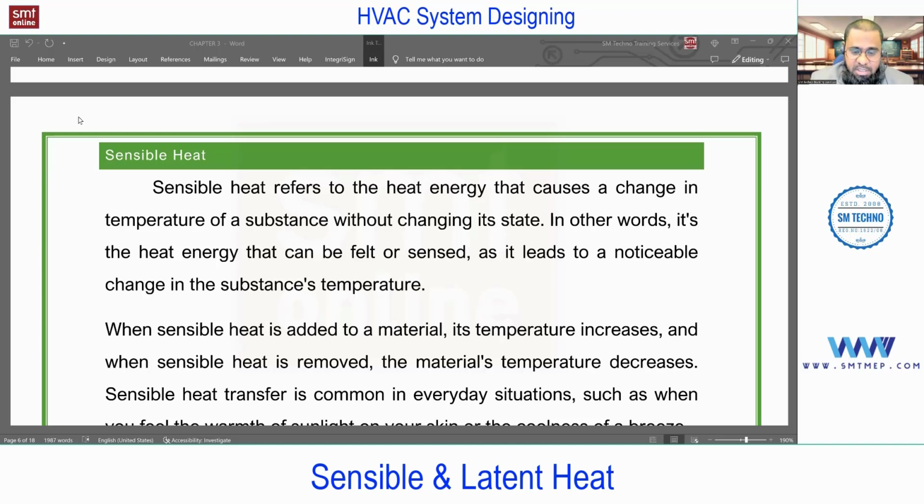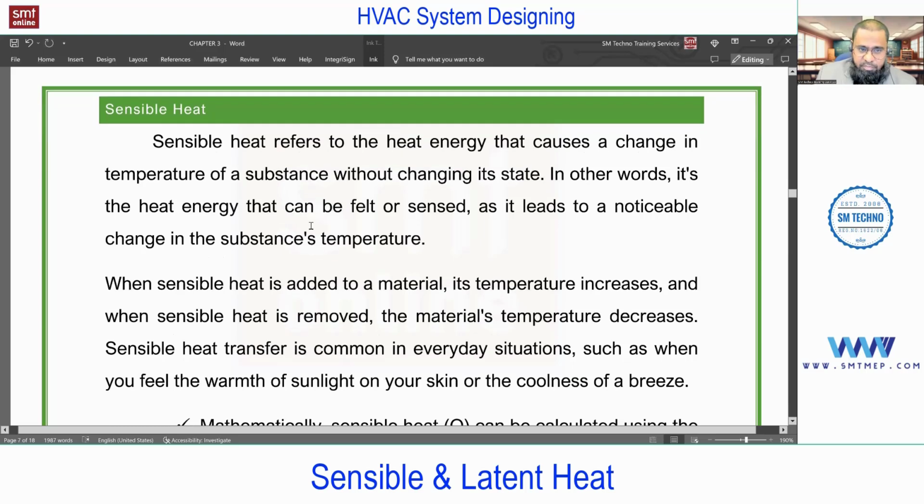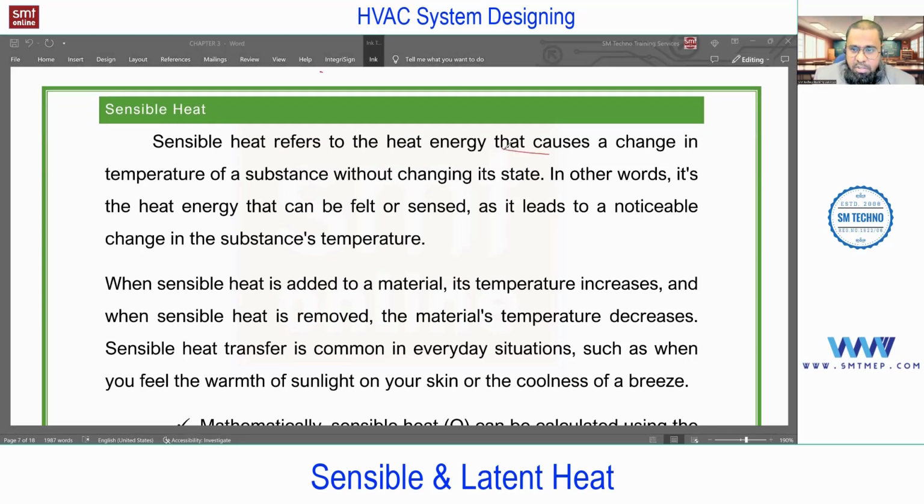So what exactly are sensible and latent? We'll discuss now. First of all, some theory. You see, sensible heat refers to what? Heat energy that causes a change in temperature of a substance without changing its state. Remember, adding or extracting heat without change in phase is sensible heat.